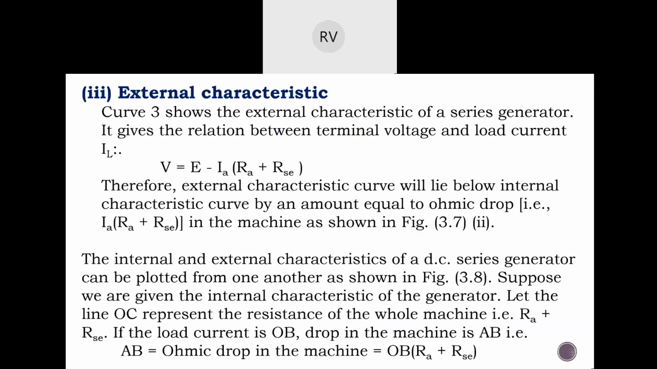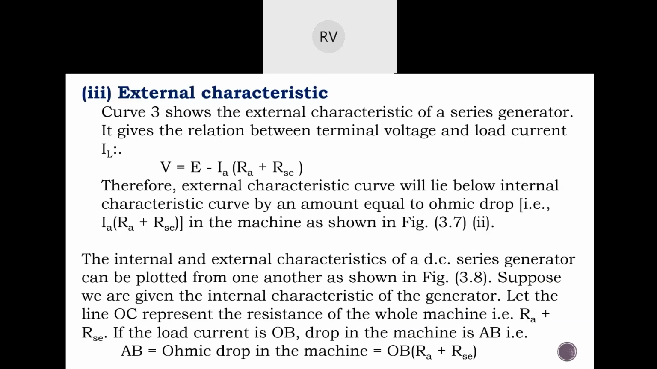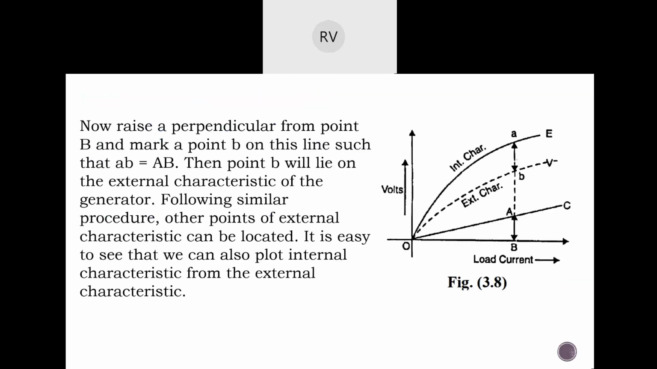The internal and external characteristics of a DC series generator can be plotted from one another, as shown in figure 3.8. He is saying that by just knowing one of them, either the internal or the external characteristics, the other can be drawn. So how is that? Suppose we are given the internal characteristics of the generator. Let the line OC represent the resistance of the whole machine, that is RA plus RSE. So the line OC represents the total resistance RA plus RSE.